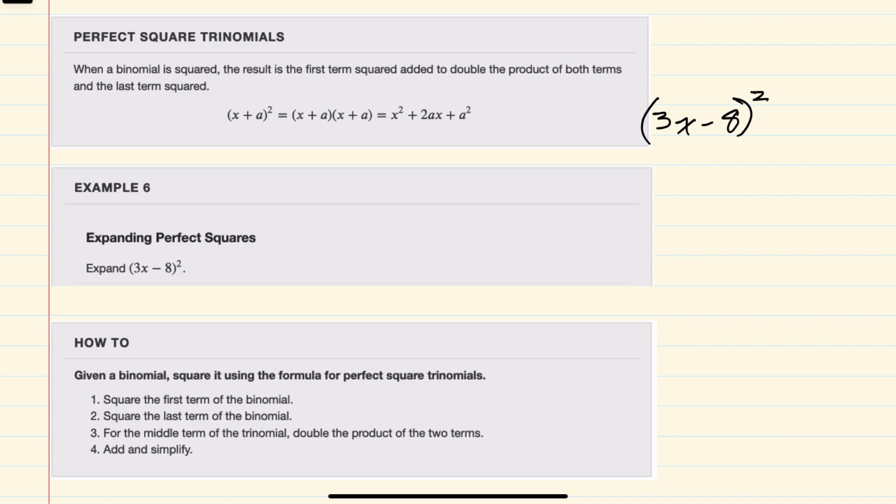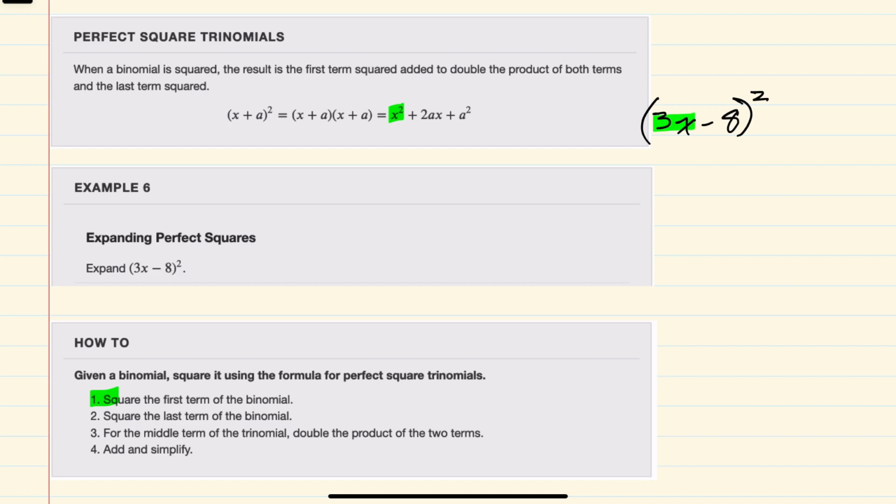Both from the formula and the steps at the end, we can see that whenever we have a binomial that's being squared, of course we could write it twice and then multiply, but the result will always follow the pattern that we have the first term in the binomial being squared. So that's our step one here, is to square the first term.